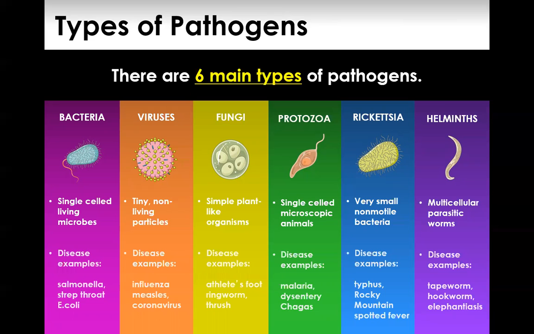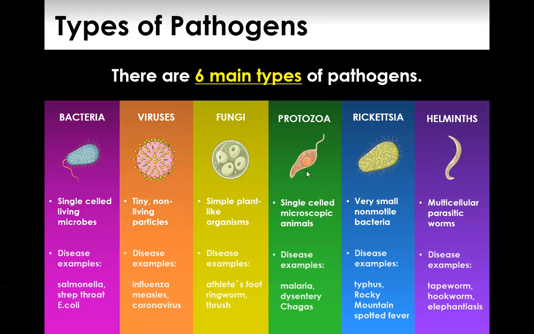Okay, so bacteria are single-celled microbes, and they're alive. The bacteria you see here has a flagella. That's how it is able to move. And viruses are tiny non-living particles. When we think of viruses, I know we all know about the coronavirus, the influenza virus. The next type of pathogen is fungi, right? This is a plant-like organism. It can cause athlete's foot, ringworm, thrush. So that's important to understand for fungi.